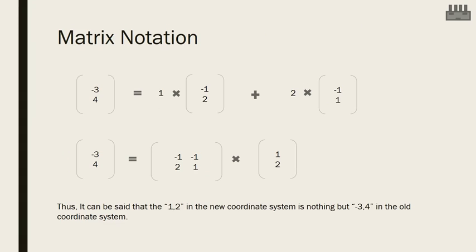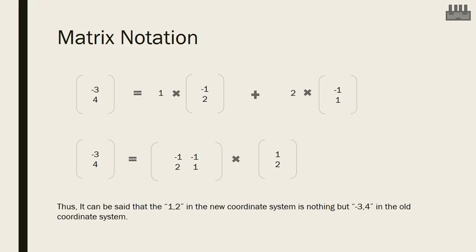So we can just write whatever we discussed now as the product that you're seeing here, which is nothing but one unit of minus 1 comma 2 and 2 units of minus 1 comma 1. If you linearly combine them, you get minus 3 comma 4. That is what we saw just now. The same can be written as a matrix vector product, just like this.